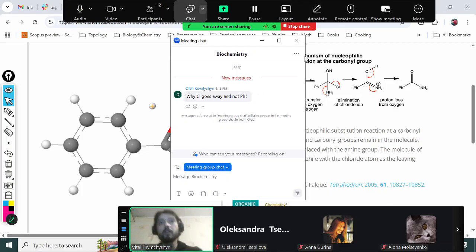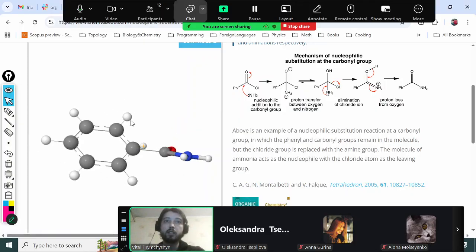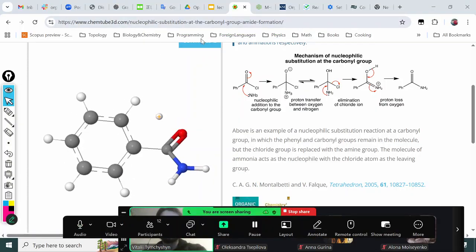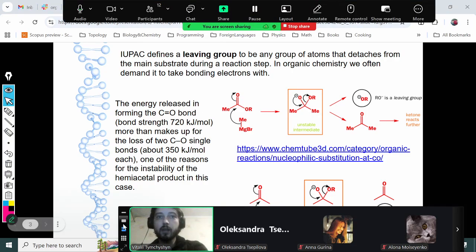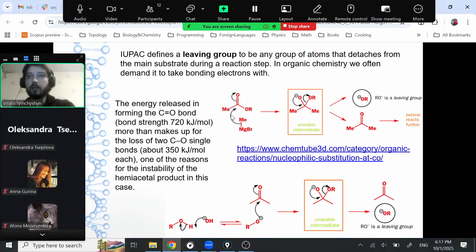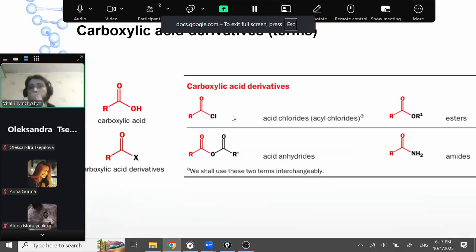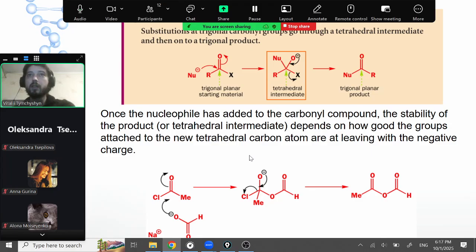Yes, very good question. Why does chlorine leave but not, let's say, this ring? That's a perfect question, and let me show you exactly why that happens. This is just terminology, that we call these sort of things acyl chlorides, acids and anhydrides, esters and amides. So nothing interesting here.